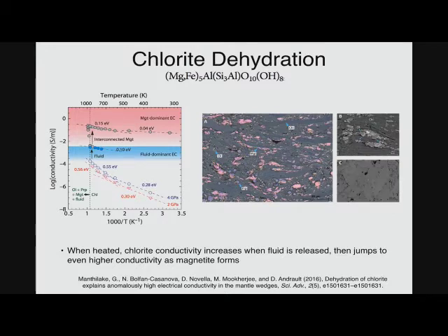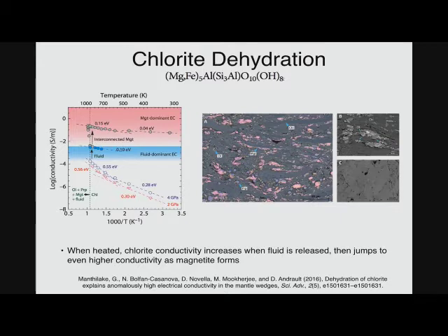There was a recent paper looking at the effect of chlorite dehydration on conductivity, and that's shown in this nice plot here, where they took chlorite samples and started heating them and measured their conductivity. Generally these hydrated clay minerals have very low conductivities. They're very resistive. But as they started heating these samples and got to the critical temperature, it started dehydrating and released its fluids. And they noticed that there was this huge jump up in conductivity associated with fluids being released from the chlorites.